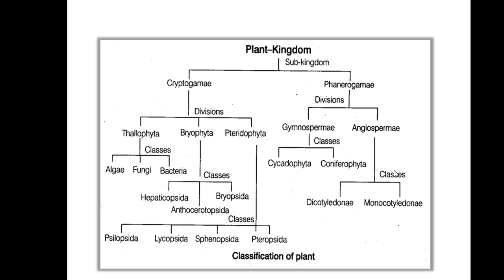Next I am coming to the gymnosperm classes like Cycadophyta and Coniferophyta. Angiosperm classes are dicotyledone and monocotyledone. Next, life cycle pattern in plants.